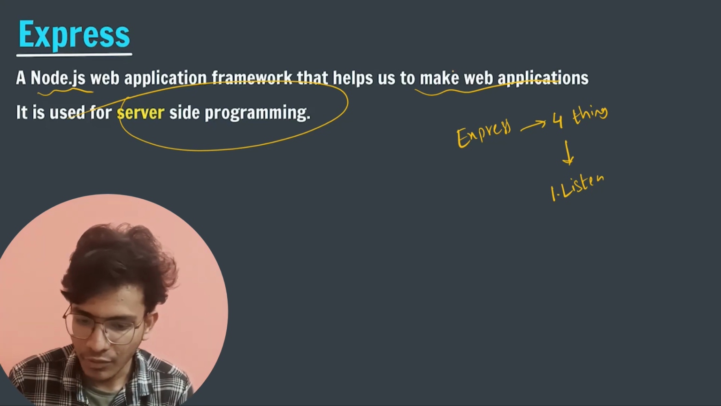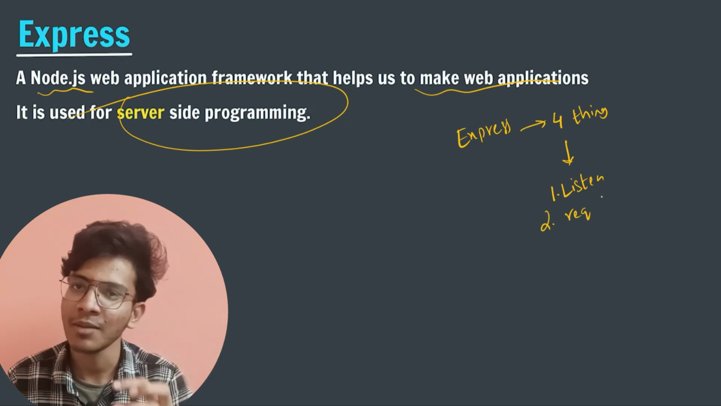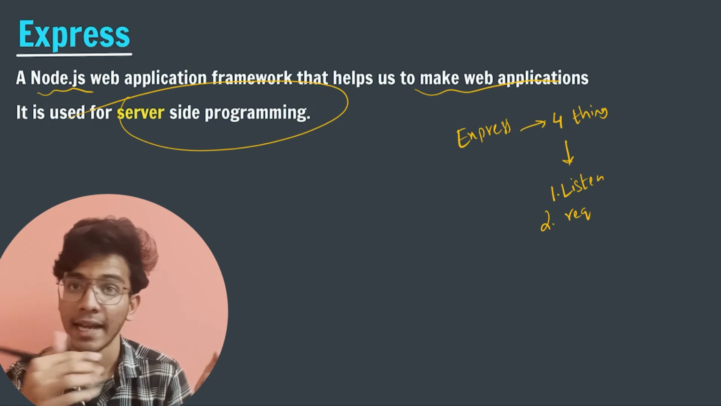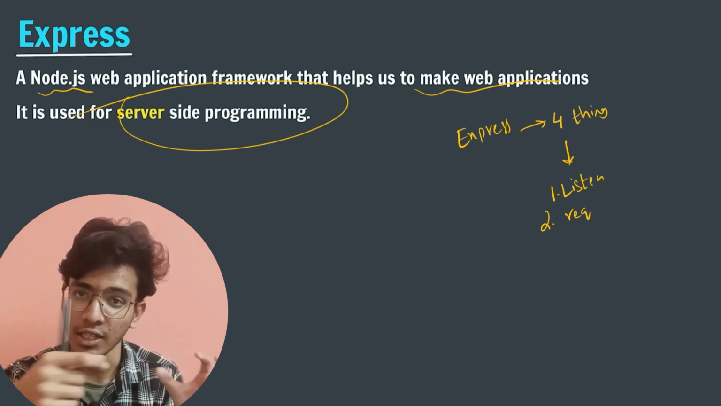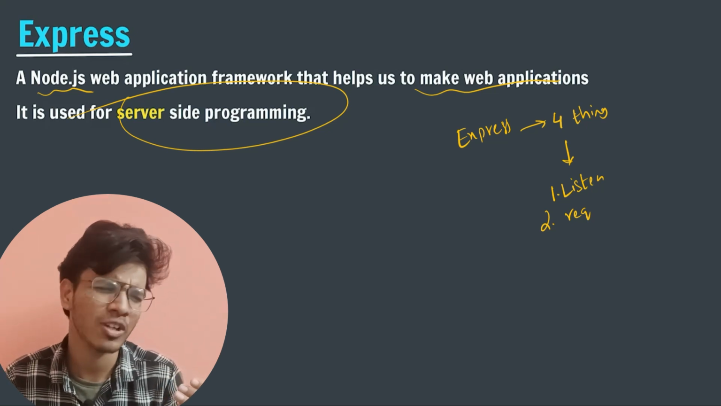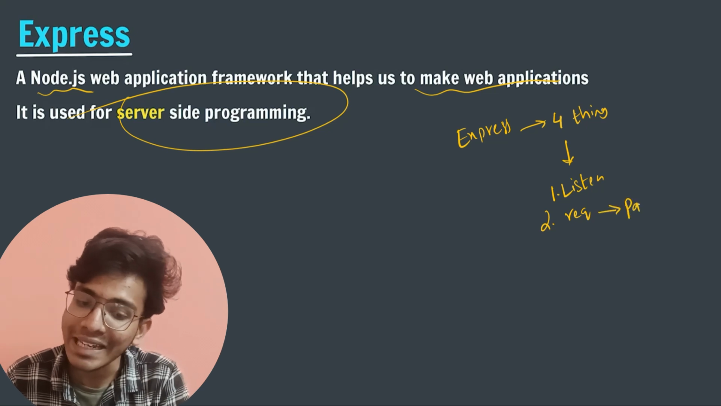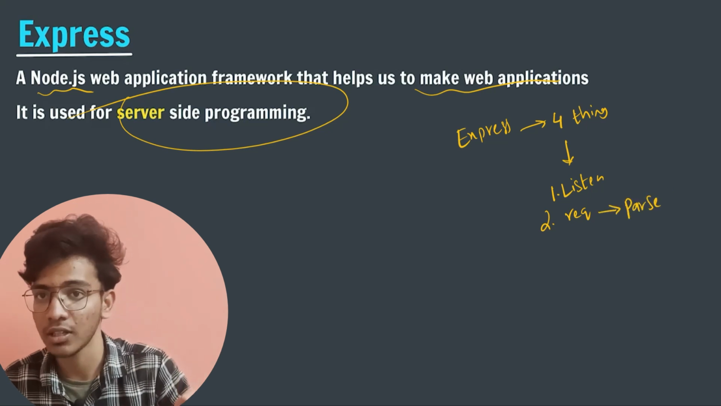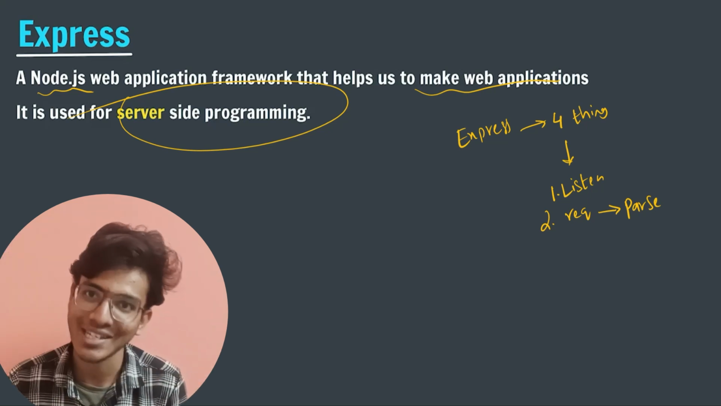Now the second work is, whatever request I get, let's say I am sending Amazon.in, it is in the form of a string. Express will convert it into a JavaScript format, you can say JSON format, right? So it parses the incoming request from string to JavaScript.